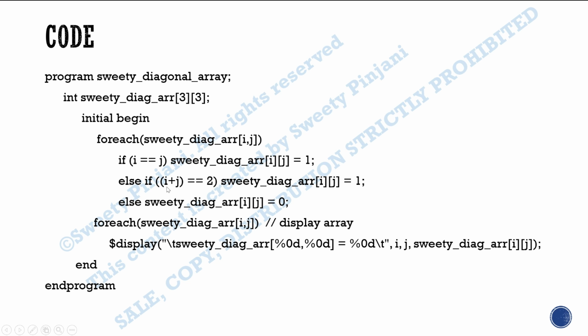So here, if i plus j equals 2, then again you have to make the element 1, else keep it as 0, and then we will display it. You can try this code, it will work. I am sure you will see the diagonal elements as 1. I will also show you executing this code in EDA Playground now.